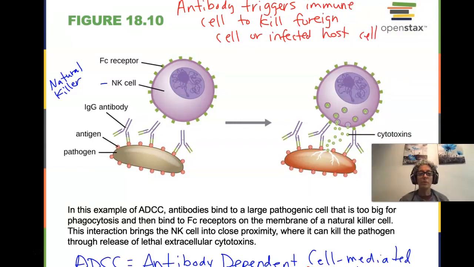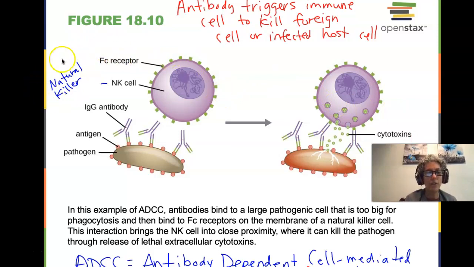So antibodies, we saw, could bind to a pathogen and then the constant region bind to a phagocyte to bring it in. The IgM antigen binding portion could stick to a pathogen and cause it all to clump up, and that's another way it could be eliminated.